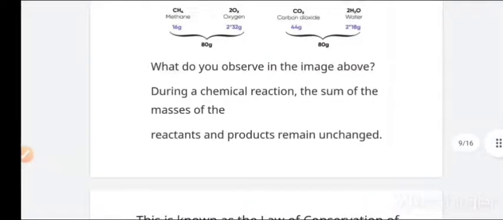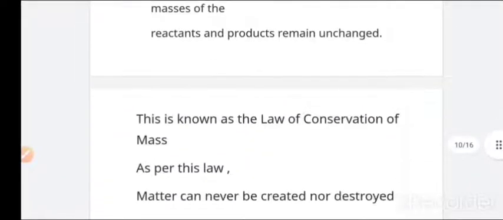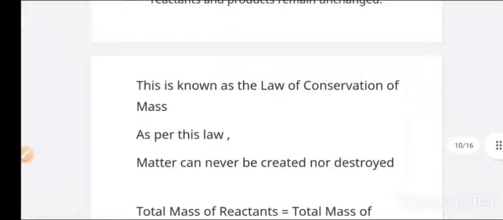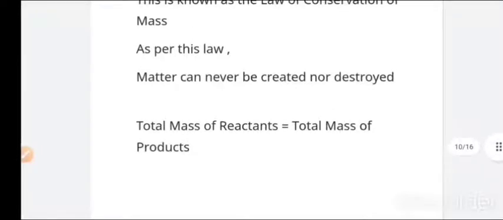What do you observe in the above example? During a chemical reaction, the sum of the mass of the reactants and products remains unchanged. That means the mass of the reactants and the mass of the products remain unchanged. This is known as the law of conservation of mass, that I already told you. As per this law, matter can never be created nor destroyed. Total mass of reactants is equal to total mass of products. According to this law, mass can never be created or destroyed.